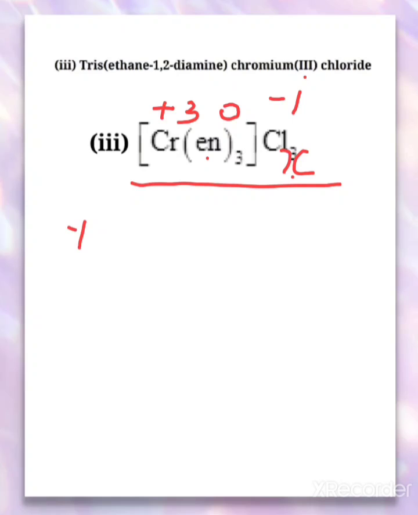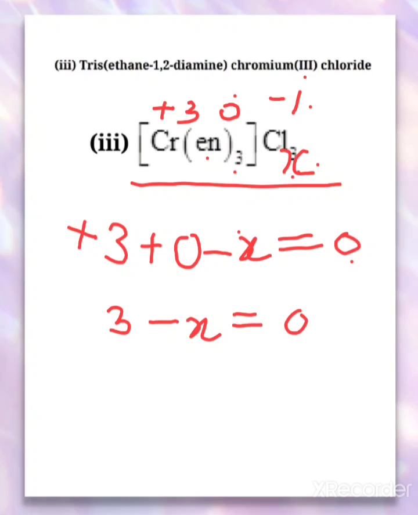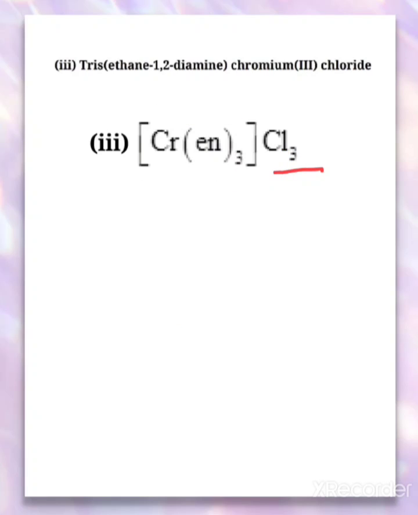So just now solve it. The oxidation state for chromium is +3 plus 0 into 3, that is 0, as en is a neutral ligand. Then we have chloride. Here x number of Cl we have taken, so -1 into x, that is -x, is equal to 0, because the overall charge of this molecule is 0. Now when you solve this, 3 minus x equals 0, so 3 is equal to x. So x is equal to 3. That means the number of chloride ions is 3. That is why it is written 3 here.